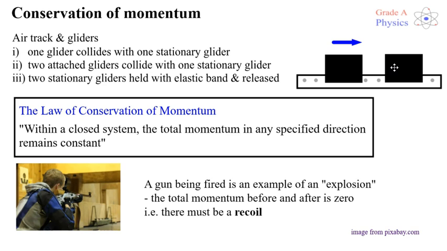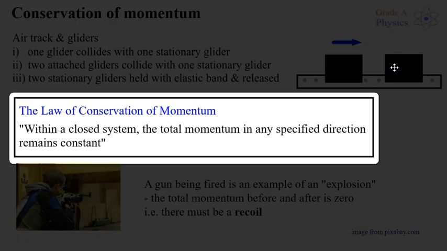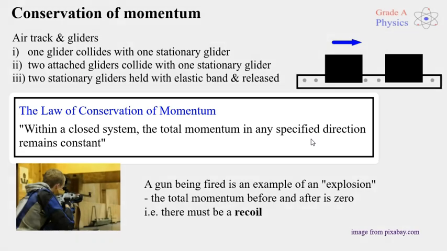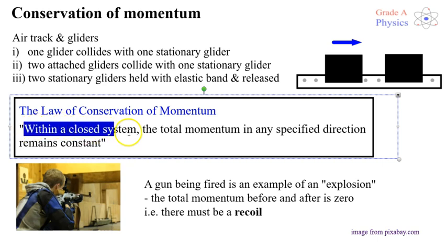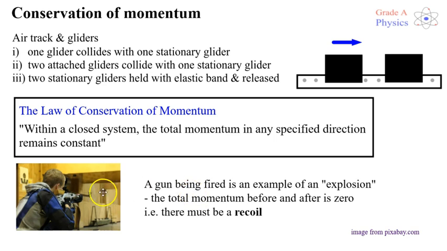So the law of conservation of momentum is this: within a closed system, which means there are no external forces, we're only considering the forces acting between object A and object B, the total momentum in any direction is constant. The law of conservation of momentum does what it says on the tin, basically. Momentum is conserved, but you must have this condition here, so they will insist in the exam that you write that. And there are lots of examples of this.